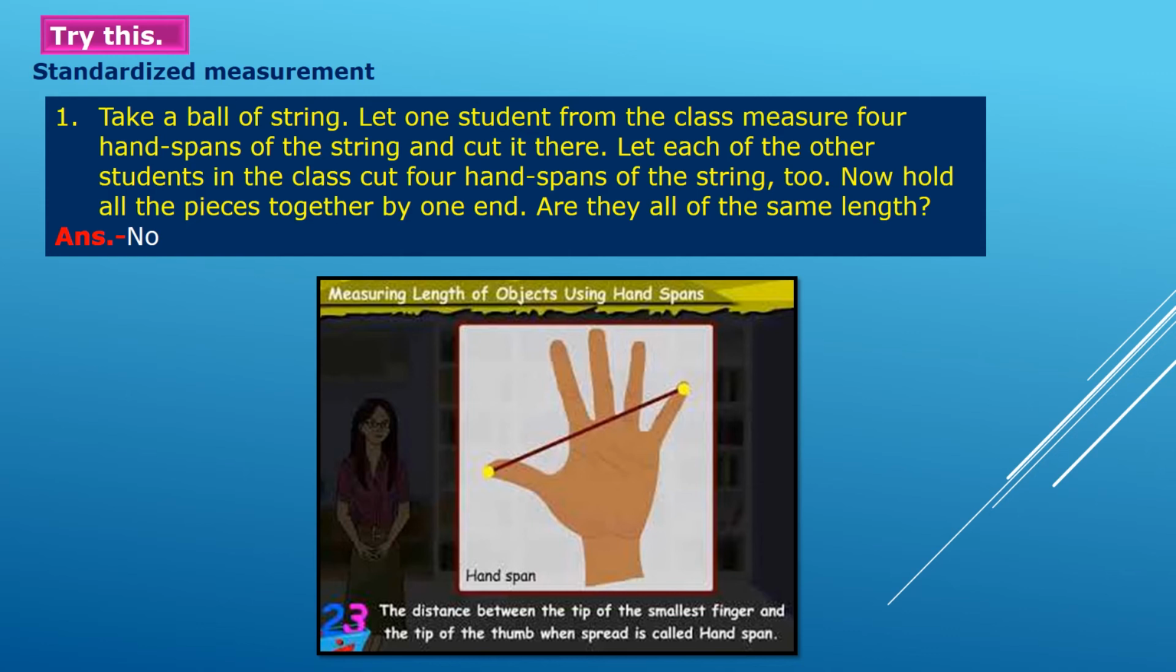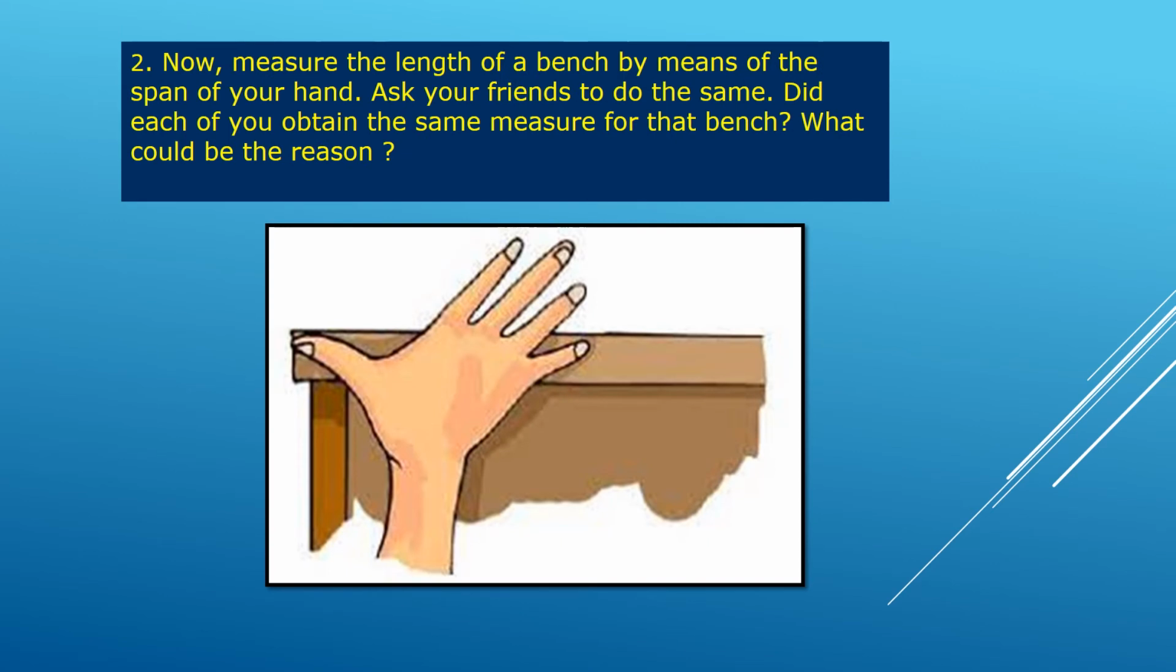Okay. So what is the meaning of this handspan, children? The distance between the tip of the smallest finger and the tip of the thumb when spread is called a handspan. Now second question. Measure the length of a bench by means of the span of your hand. Ask your friends to do the same. Did each of you obtain the same measure for that bench? What could be the reason?